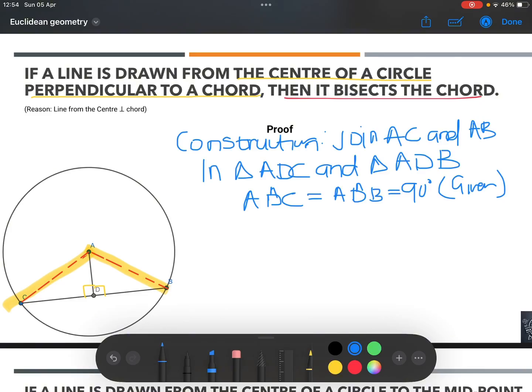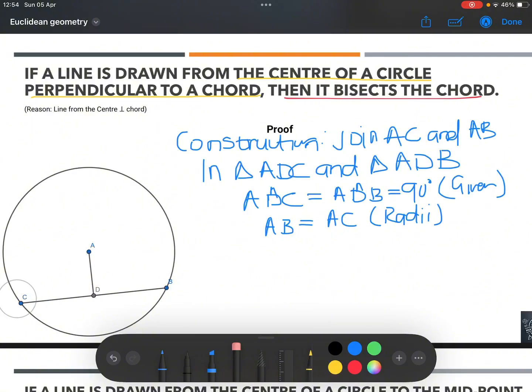We have AB, which is equal to AC. The reason is radii. Those are radii, lines drawn from the center of the circle to the circumference, and there are two. Okay, let's take them back.